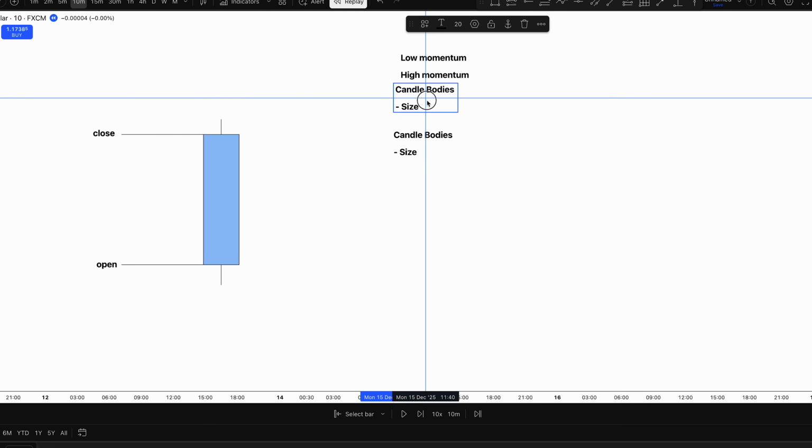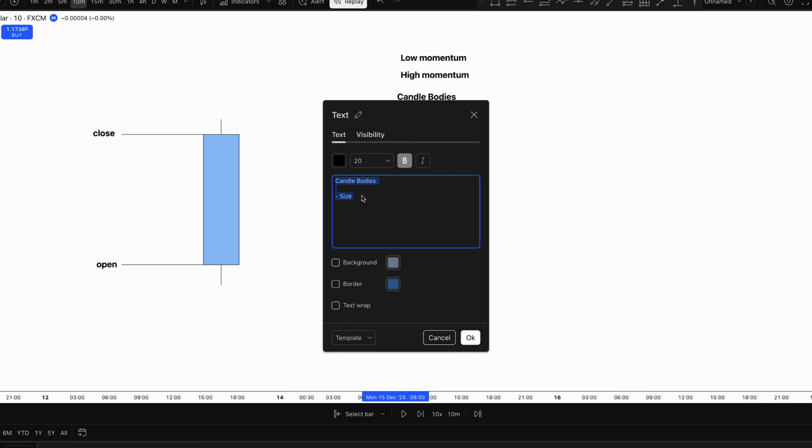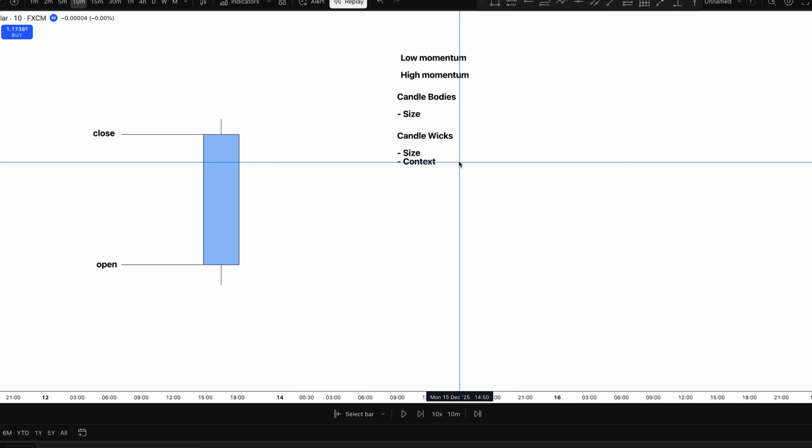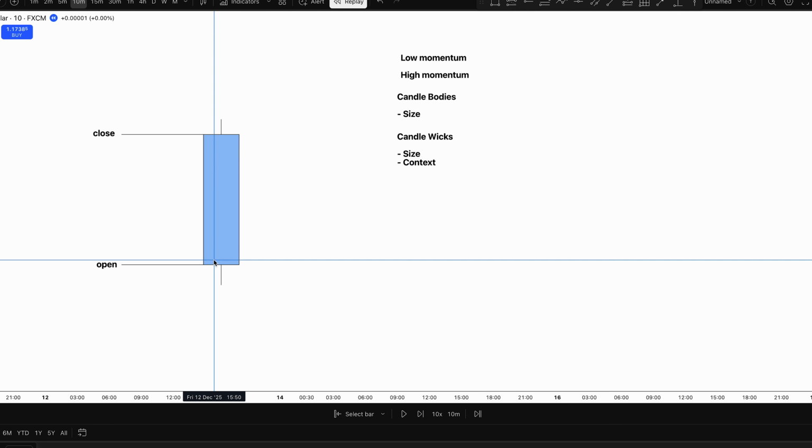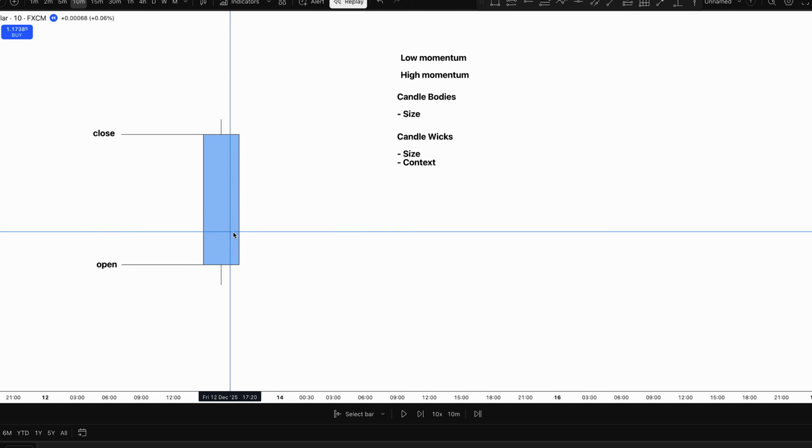Now, wicks are a little bit more nuanced. Generally, we can derive information from wicks from the size, but also the context. So the candle bodies are a lot more simple and confined. If a candle body is big, momentum is high. If it's small, momentum is low.